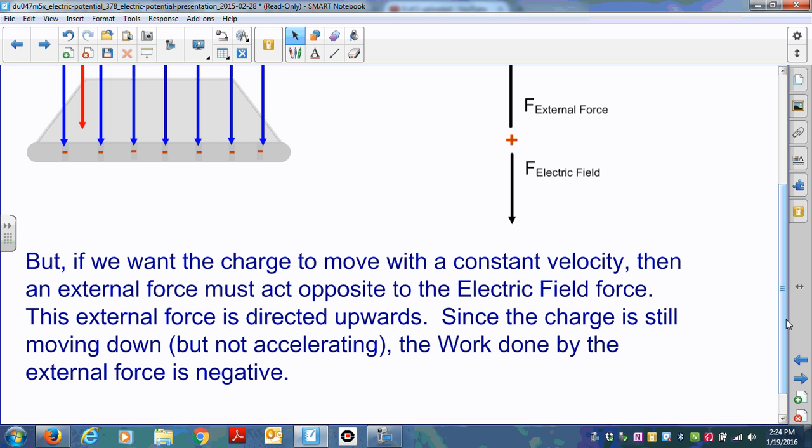That external force has to be equal in magnitude but oppositely directed to the electric field force. This external force has to point upward. Since the charge is still moving down but not accelerating, the work done by the external force is negative.